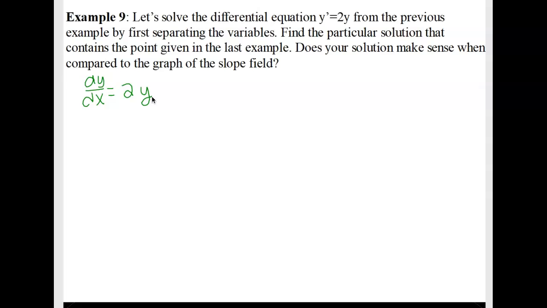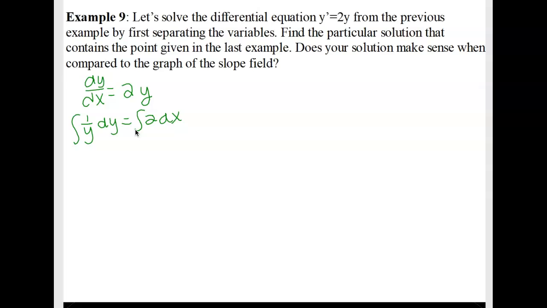I don't like skipping steps. dy over 2y. You can bring the 2 out. dy over y. You know what dy over y is? ln. Except it's the ln of y, and we need y. Still ln. So it's going to be an e graph.